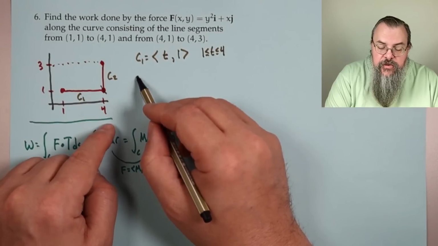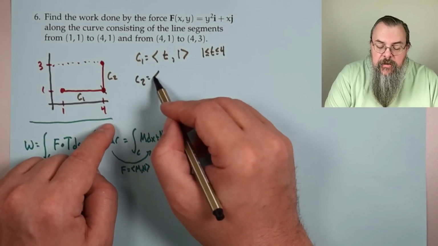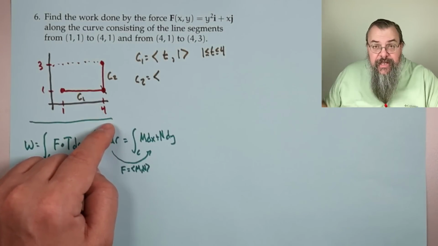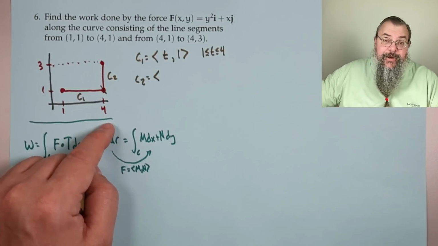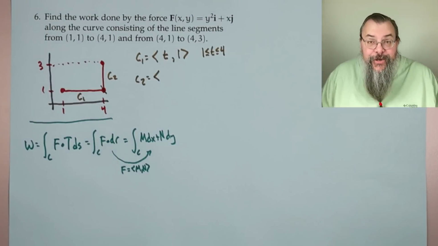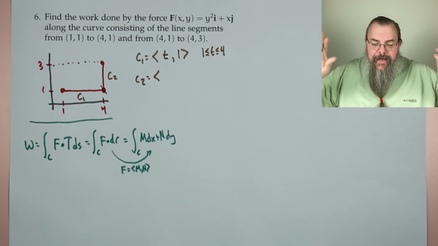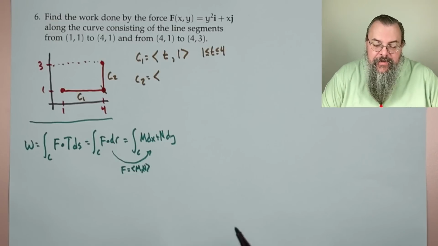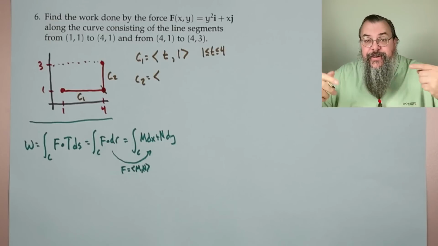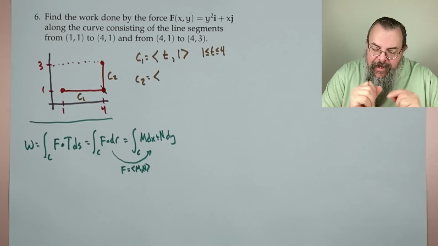Now on curve 2, it's completely different. So I can forget anything dealing with curve 1. Curve 2 is its own curve. We do every curve separately. So I'm allowed to reuse t. I'm allowed to have my time intervals overlap. That's all fine.